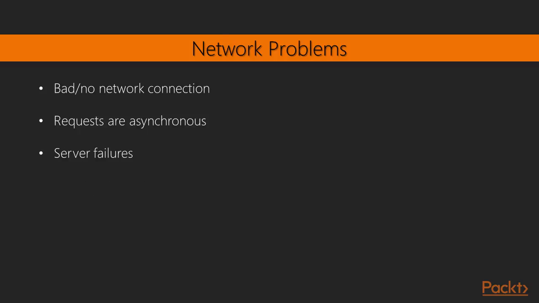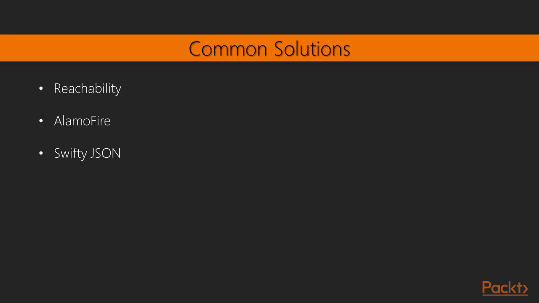Remember that as we're doing requests over a network, we always have to consider some issues that might affect our app, including bad networks or loss of network. As requests are asynchronous, we can't consider responses in the same order as requests. Servers also fail, meaning that we might get some unexpected responses. Finally, just a remark that there are some common solutions, like reachability for detecting when the network status has changed. Alamofire, which is a third-party framework which works as a URL session wrapper. SwiftJSON, which makes the JSON conversion more straightforward.